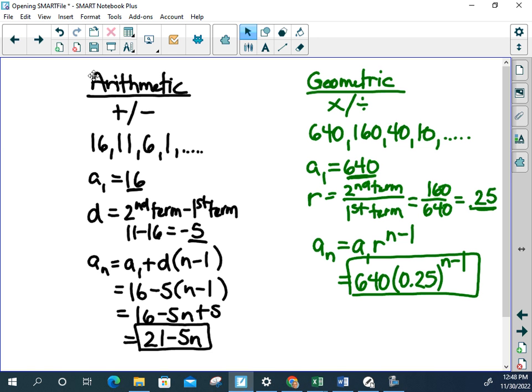So there's the difference between the two. Arithmetic, use adding or subtracting. Geometric, use multiplying or dividing. They've got their own setups and formulas for it. Again, if you take the time and you practice it the right way, you'll be in excellent shape.